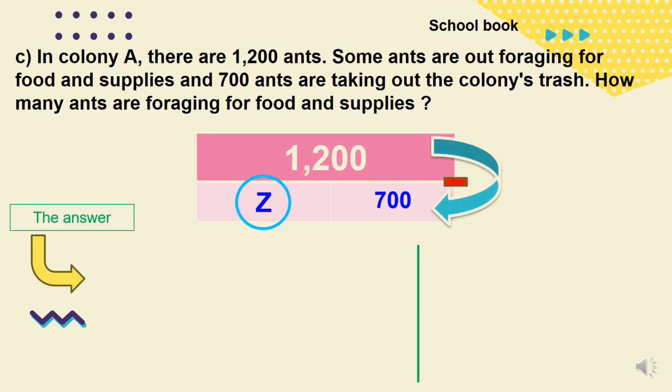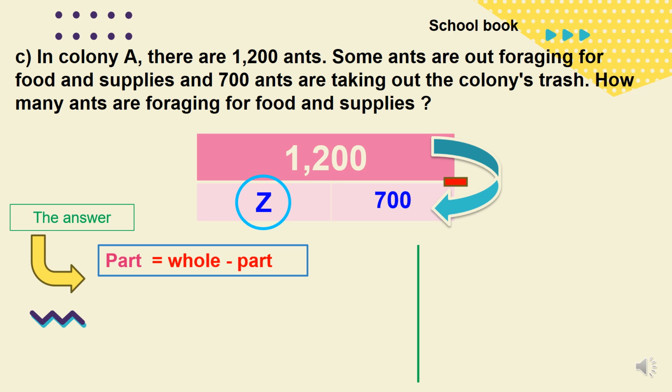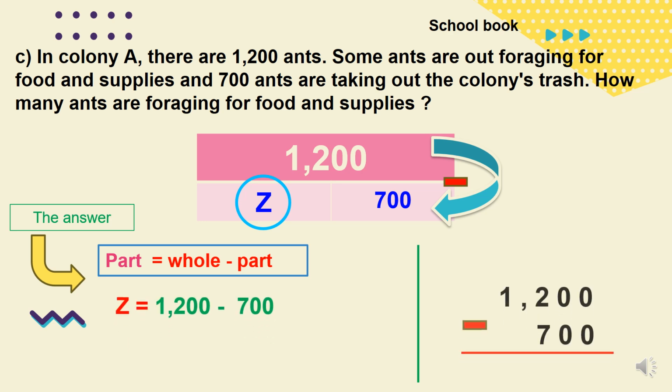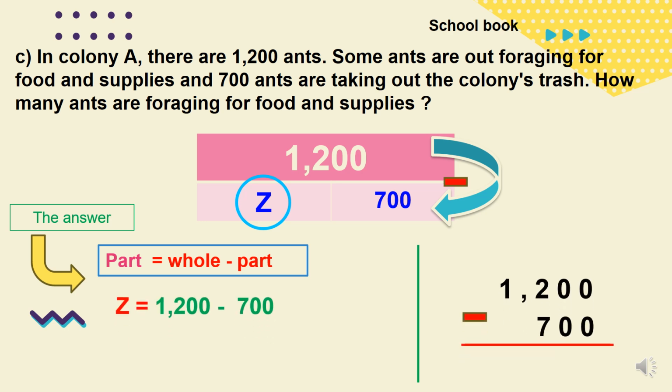We need to find now the value of this part. So by using our rule, part equals whole minus part, now we need to subtract 1,200 minus 700. 0 minus 0 equals 0. 0 minus 0 equals 0. 2 minus 7, we can't. We go to next door, knock knock knock. 1 became 0 and this 2 became 12. 12 minus 7 equals 5. So z here equals 500.